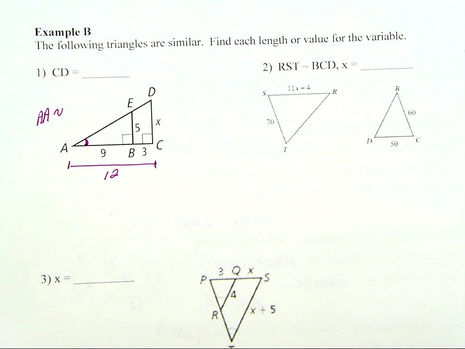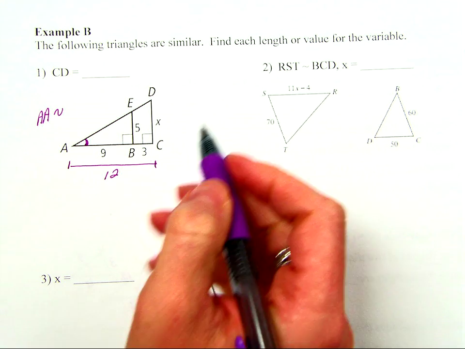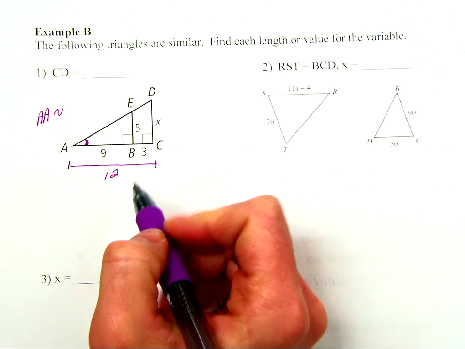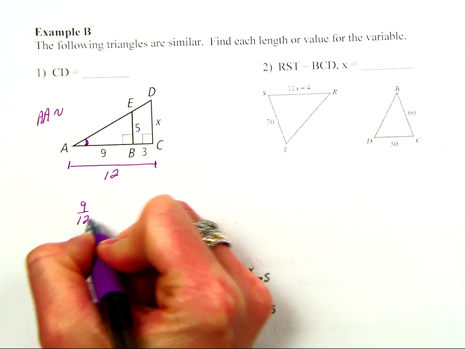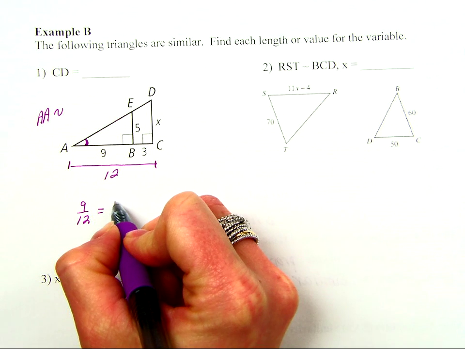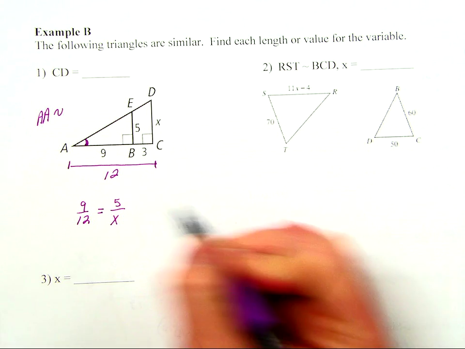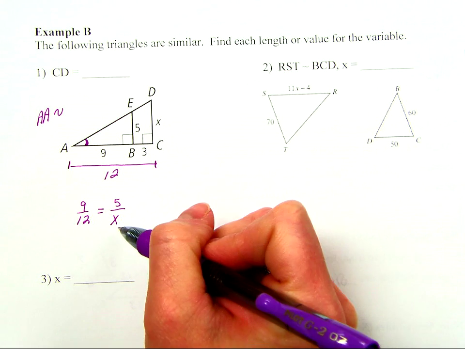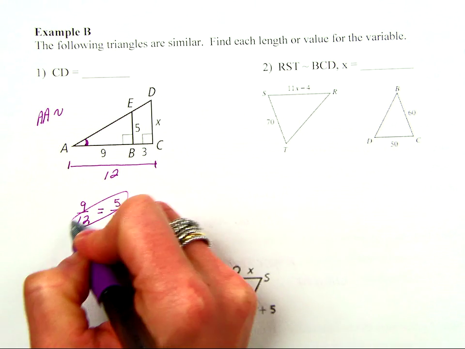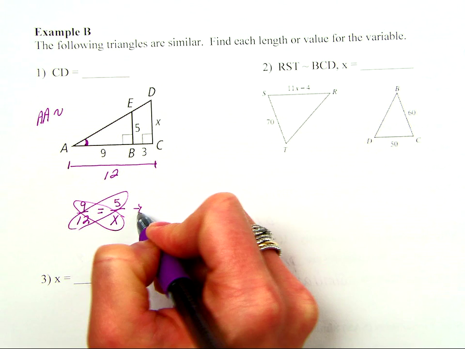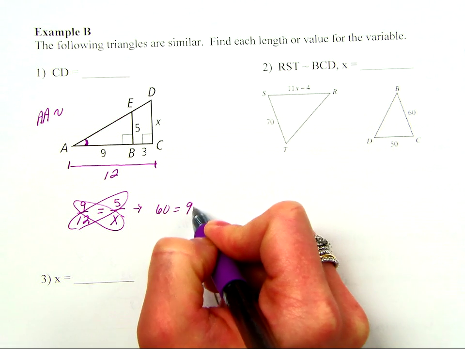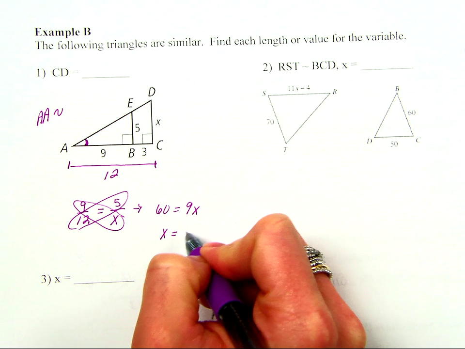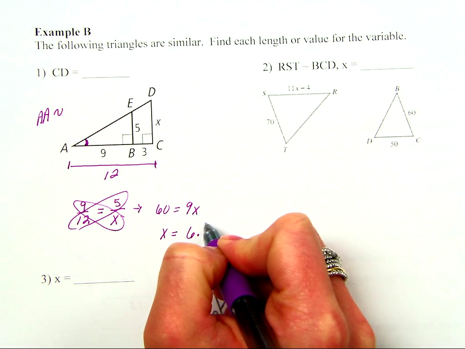So if I'm going to set up my corresponding sides to check my ratio, it is not 9 to 3, my ratio is 9 to 12. So 9 over 12 should be the same ratio as 5 over x. And I could reduce this and reason through what x should be, or I could go ahead and use my cross products. Divide by 9. Now we are going to find that x comes out as 6.6 repeating.